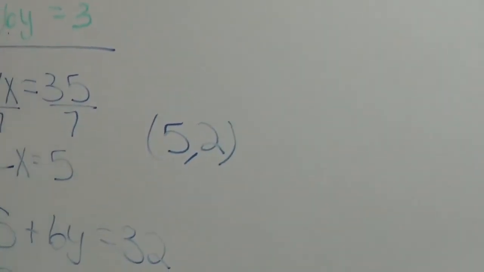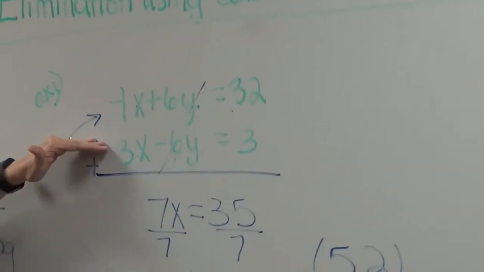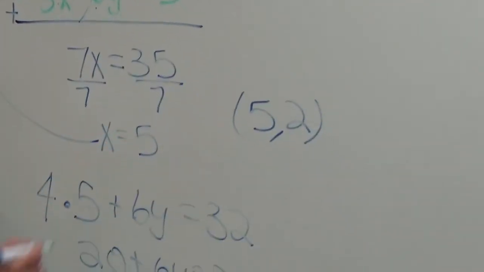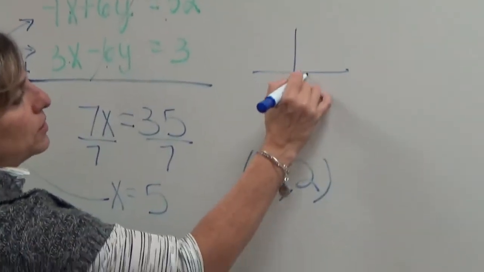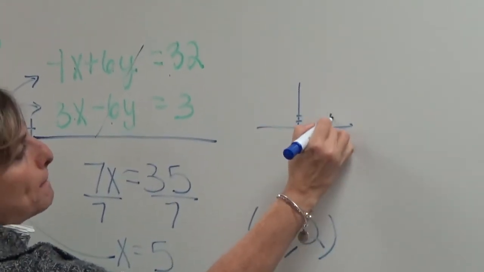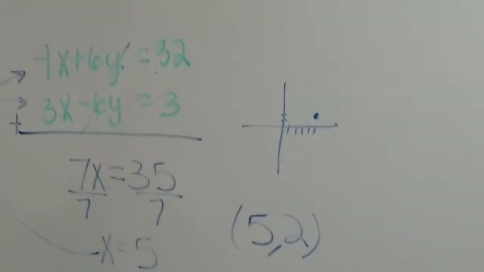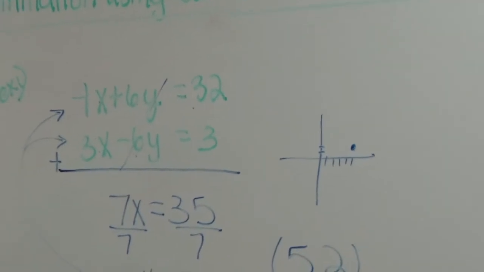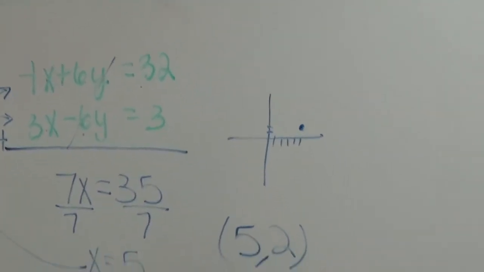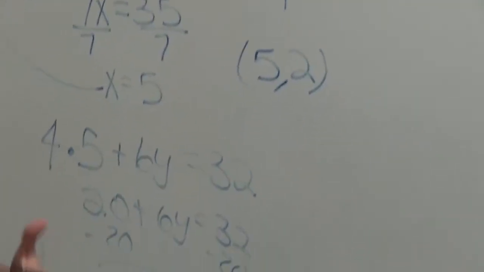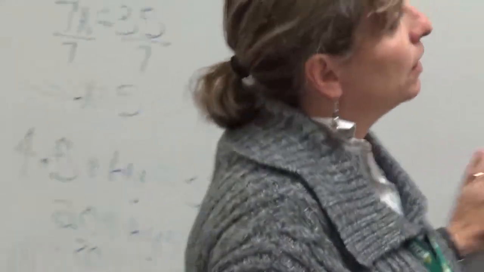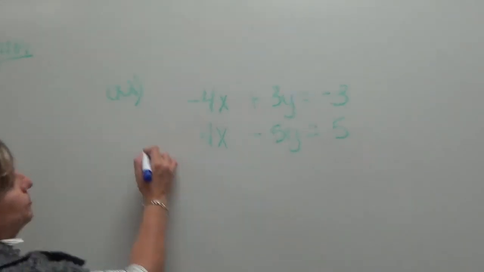That means if I graphed this line and that line, they would cross at the point 5, 2: 1, 2, 3, 4, 5, 1, 2, bam, that's where these two lines cross. And that's what we're always trying to figure out with systems. Where do they meet? Where do they intersect? Over here, I've got my x's, my y's, and my numbers lined up.